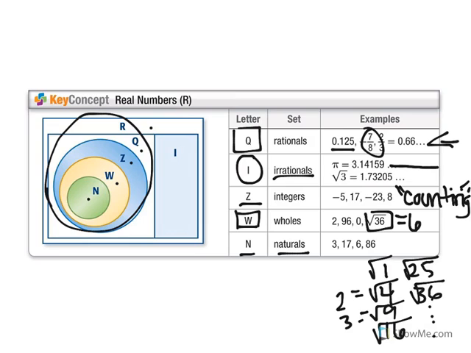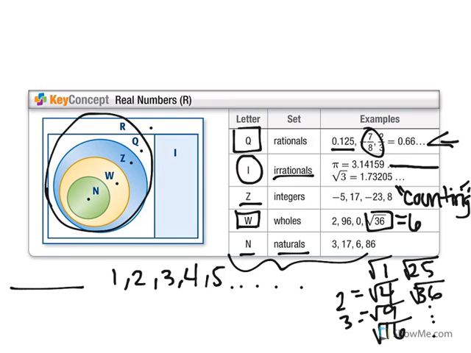And one thing to bring up about natural numbers is that they're the positive integers, so like 1, 2, 3, 4, 5, and so on and so forth. And we do not include the negative numbers. Do not include negatives.